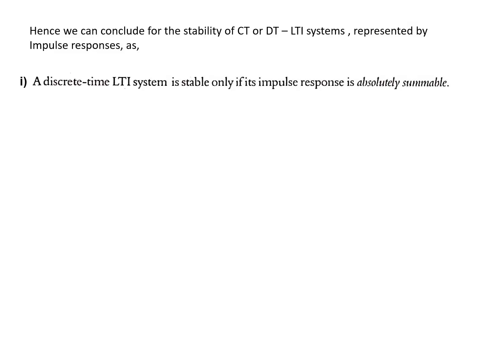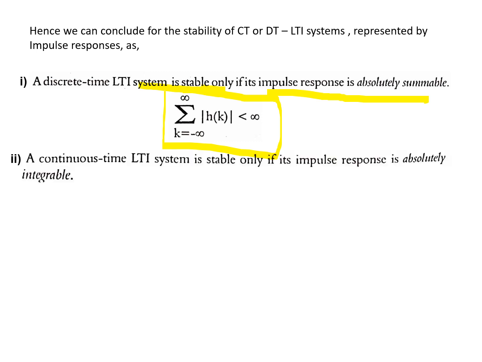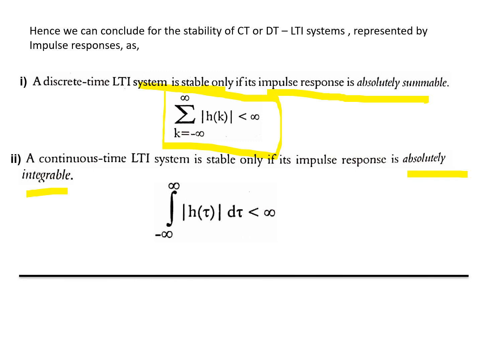What we are concluding is the same thing I described previously. Just read the sentence once again on your own. A DT system is stable if its impulse response is absolutely summable. Always remember this condition for solving problems. Similarly, a CT LTI system is stable only if its impulse response is absolutely integrable. Only then can I tell whether the given system, CT or DT, is stable. If this condition is not followed, then the system is unstable. That's the end of the properties of convolution.